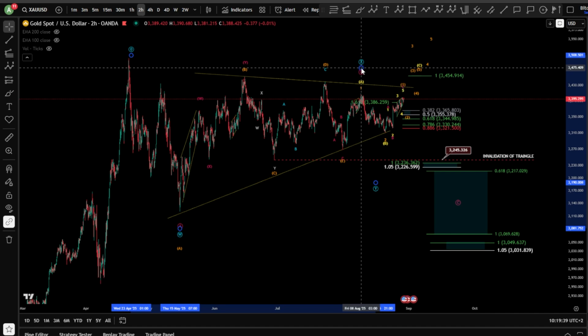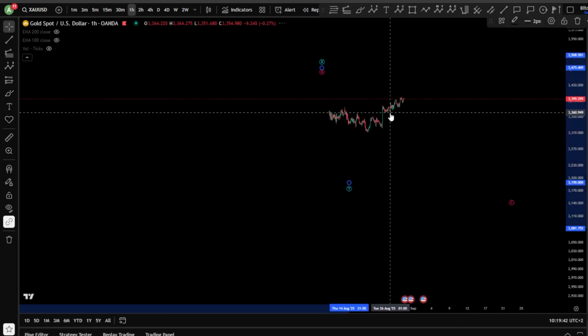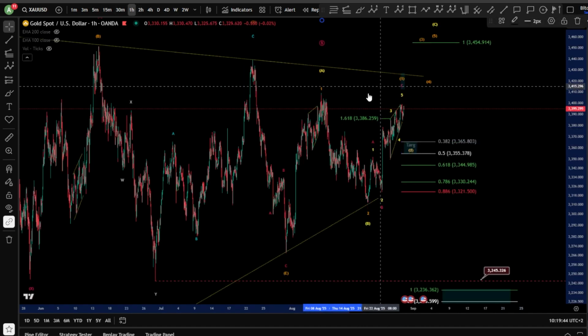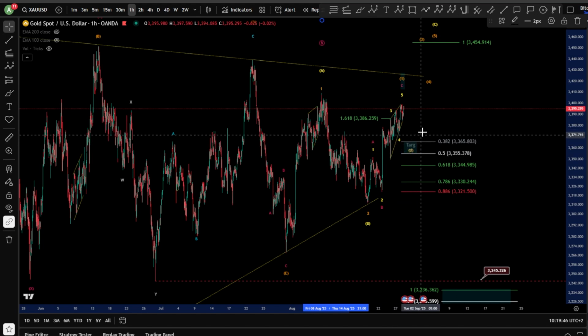I'm a little bit, of course, red because most of the possibilities, even on the micro, are showing a little bit more red.